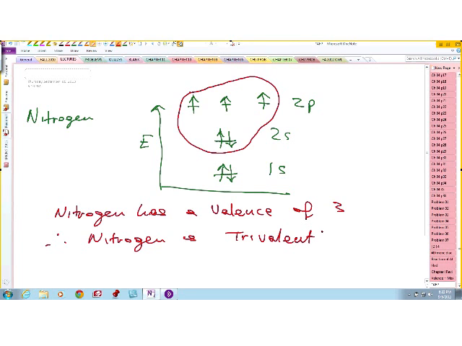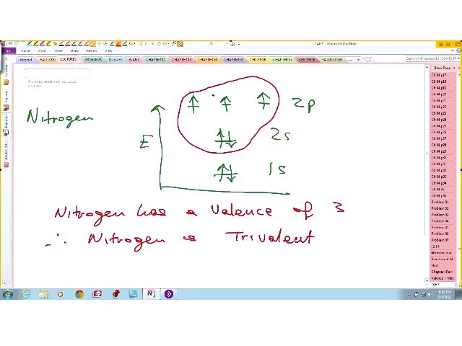Now we could do the same thing for chlorine. Notice that for each one of these atoms that we've just done, all of the atoms below them, well, let me go ahead and do fluorine anyway. All of the atoms in the same group will have the same valence. In other words, if you look at oxygen, what do you have below oxygen in that group? Sulfur. That means sulfur will also be divalent.